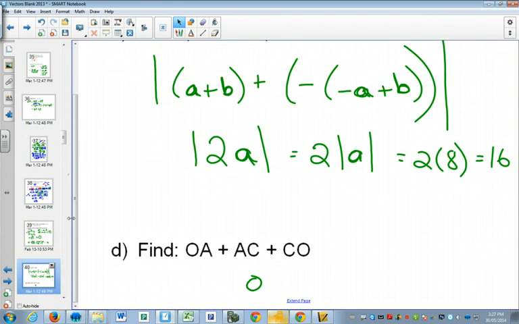And the answer, well, does it make sense? You go from A to O, O to A, A to C, and then you're back at O again. So you would be back at 0. So here is exercise 13B.